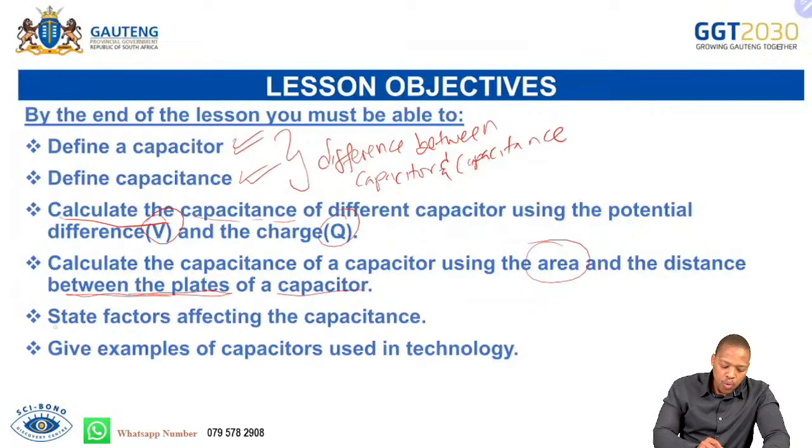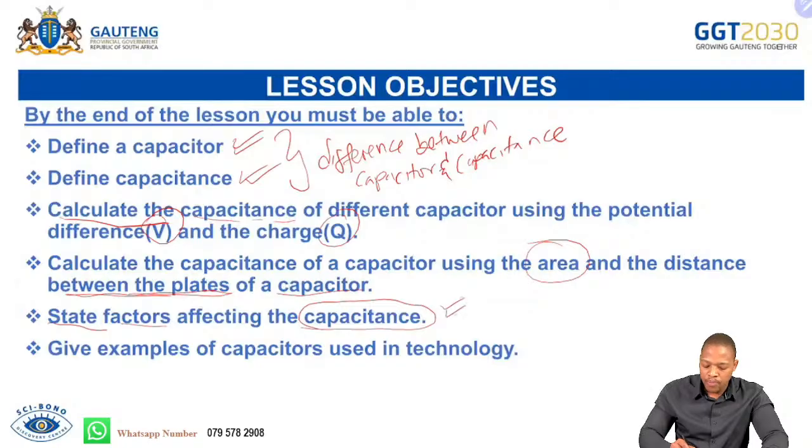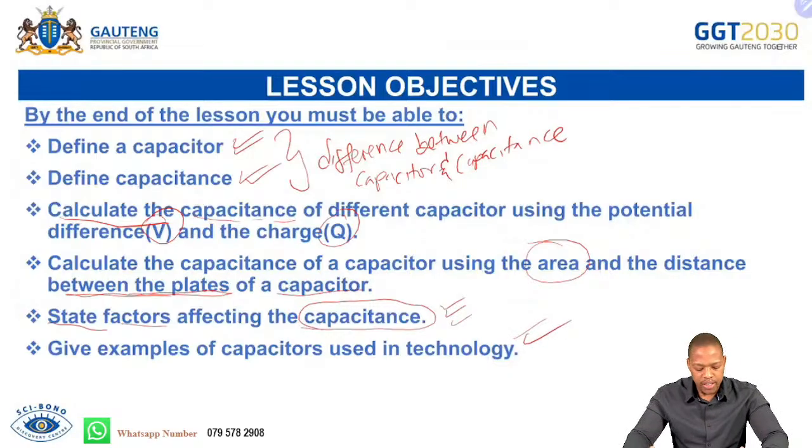Then we'll look at stating the factors that can affect the capacitance of the capacitor, what those factors are and how we can state them. Towards the end of the lesson, we're going to look at some examples of capacitors and how those capacitors are used in technology. Those will be our objectives.